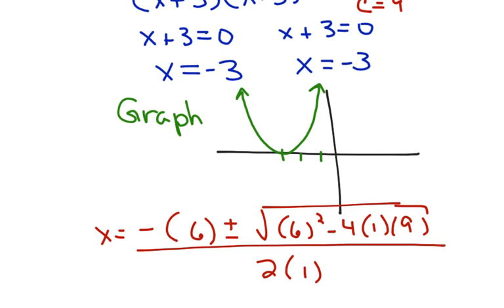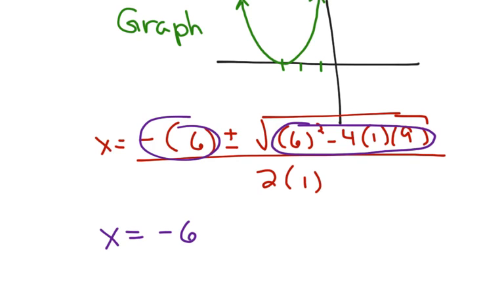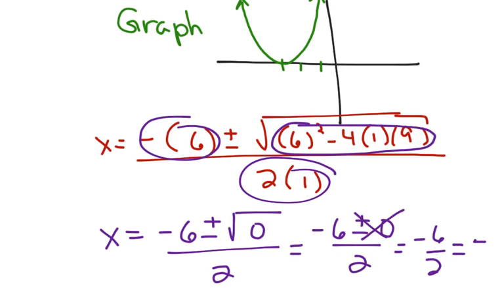Remember I said that the best way to simplify this problem is to start by simplifying what's under the square root sign. Well, 6 squared minus 4 times 1 times 9 is 0. So you get -6 plus or minus the square root of 0 all over 2. What's the square root of 0? It's just 0. And what happens when you add or subtract 0 from anything? Nothing.